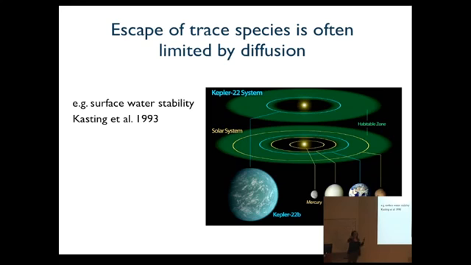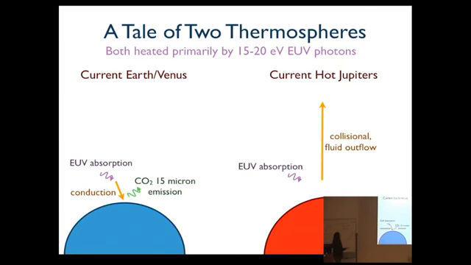So just to relate to what we were talking about this morning, if you have a catastrophic runaway greenhouse, you fill your whole atmosphere with water, then it all will escape because it's no longer being kept at the surface, limited by diffusion. Okay. All right, so I showed this yesterday.